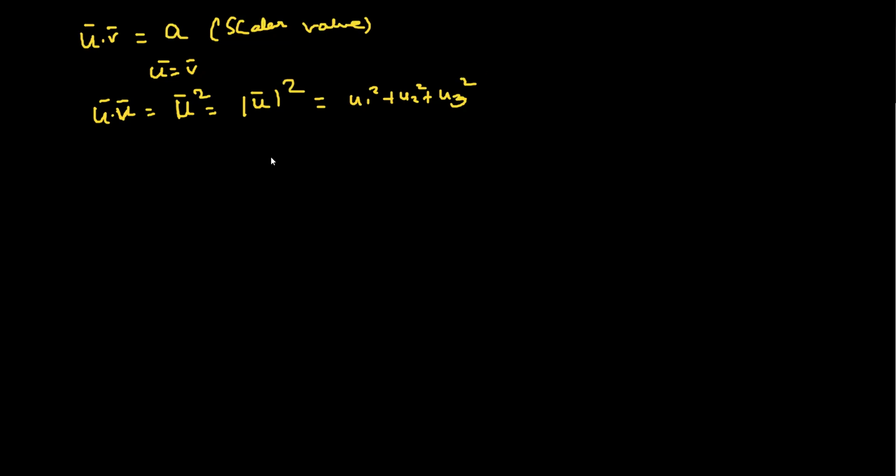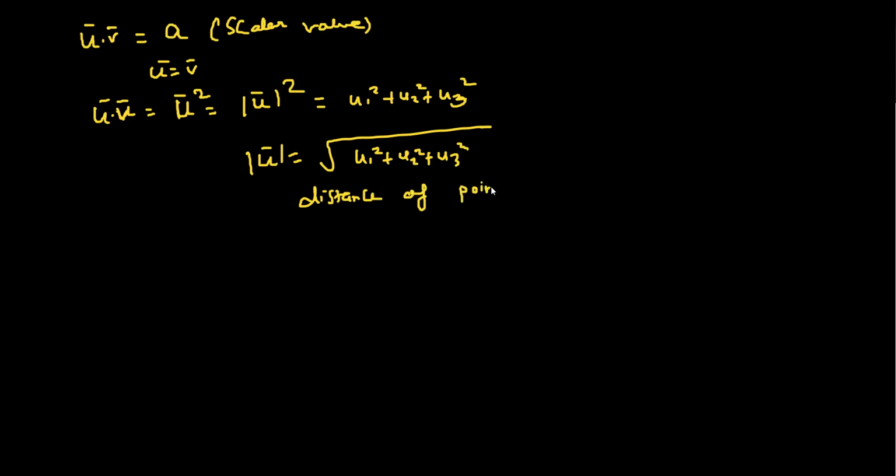Then the value of this is basically the distance of point u from the origin. So this is in case u and v are equal. Yes, this is a rule.